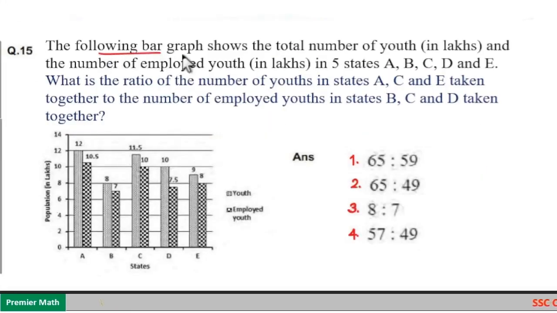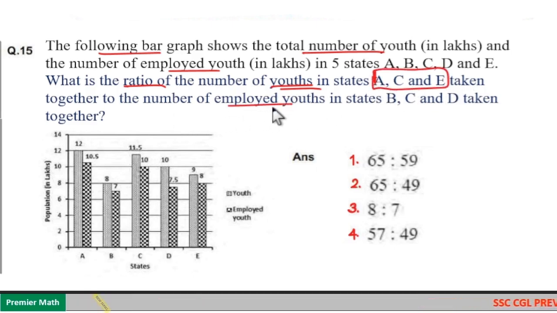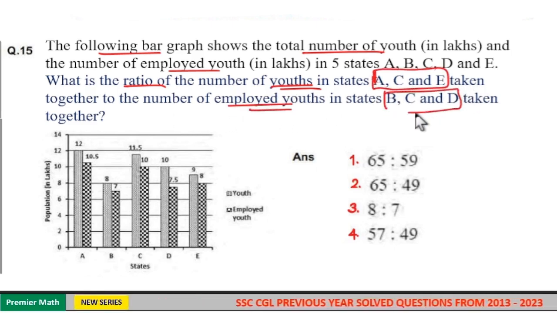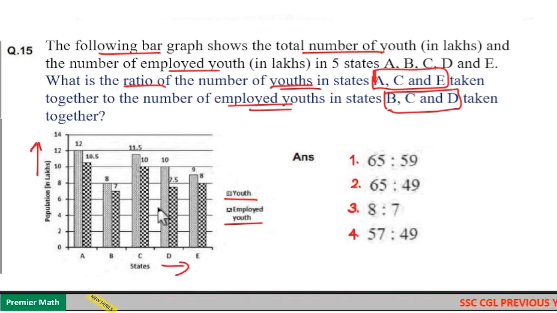The following bar graph shows total number of youth and number of employed youth in 5 states A, B, C, D and E. What is the ratio of number of youths in state A, C and E taken together to the number of employed youth in state B, C and D taken together? Here this light pattern shows youth and dark pattern shows employed youth. X-axis shows states and Y-axis shows population.